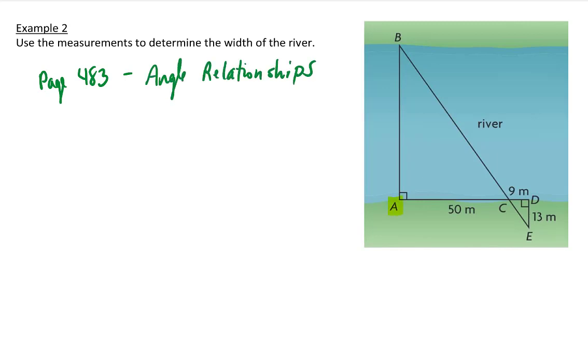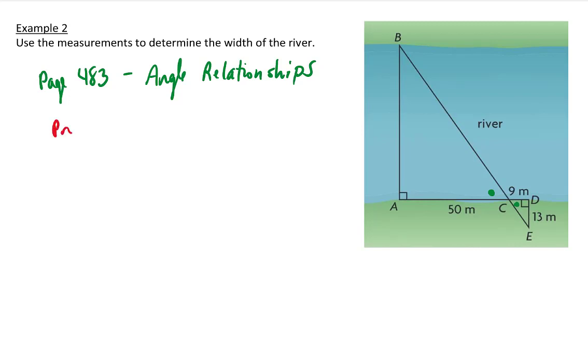Looking at triangle ABC versus CDE, we should be able to show that at least two of these angles are equal. One of them is already given. We already see that this angle, angle A, is equal to angle D. However, there's also a second angle, which is easy to prove that they're the same, is this angle here and this angle here. On page 483, you would see that's called the vertically opposite angle relationship. So angles that are opposite each other, connected by two straight lines. So what we can now do is prove that these triangles are similar.